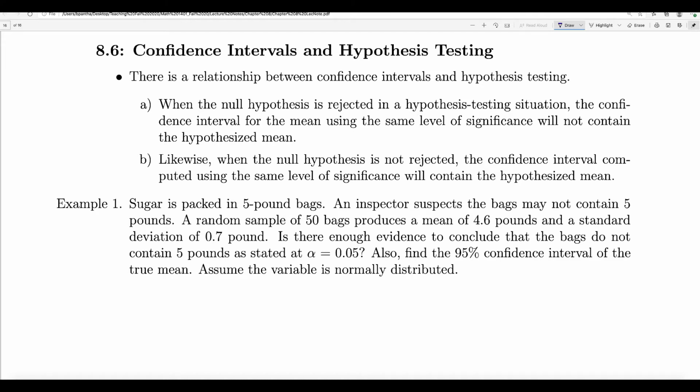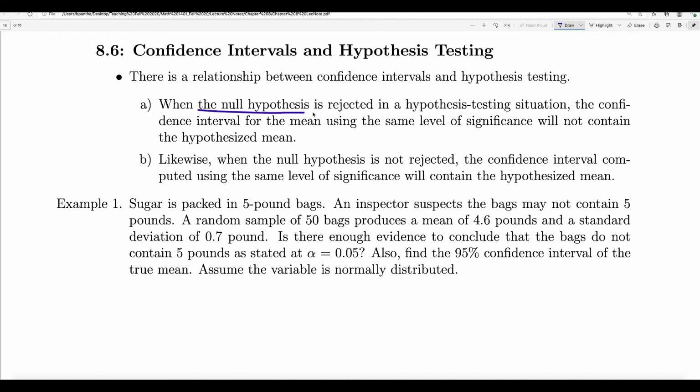What I mean by that is, we can actually test a hypothesis using the confidence interval. Okay, we can use confidence interval to test a hypothesis too. That's what we can do, use confidence interval to test the hypothesis. Let us see the relationship.